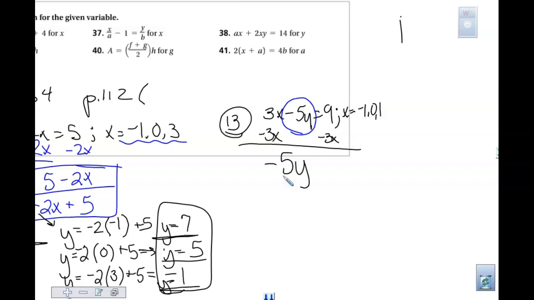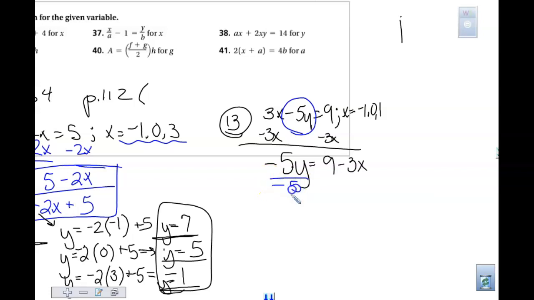We're going to continue. Isaac, on this side, what would we end up with? 9 minus 3x. This looks so ugly. It is ugly. What do we have to do now to solve for y? What's happening with the y and negative 5? What operation is happening right here? They are being multiplied. So the opposite of multiplying by negative 5 is to divide every single thing by negative 5.